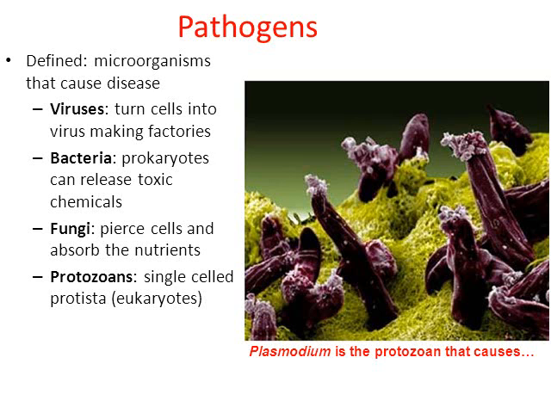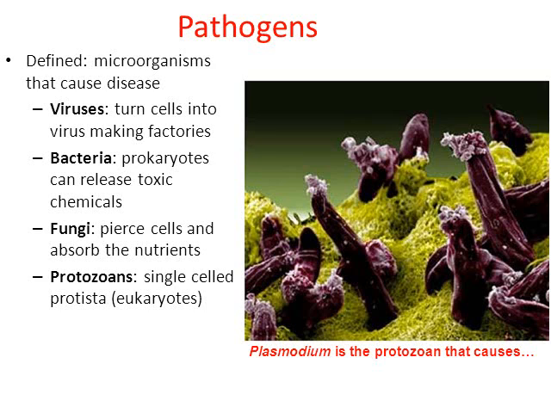Another type of pathogen are what are called protozoans. These are single cell, and how are they different from bacteria then? Because bacteria are single cell. Well, protozoans are eukaryotes, and bacteria are prokaryotes. So protozoans are single cell eukaryotes.